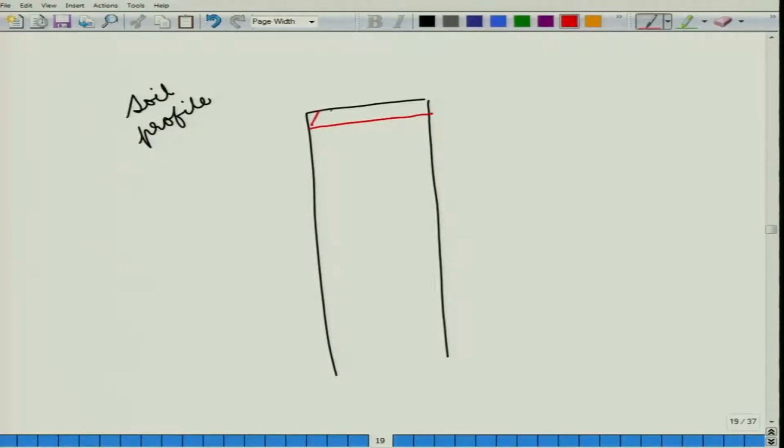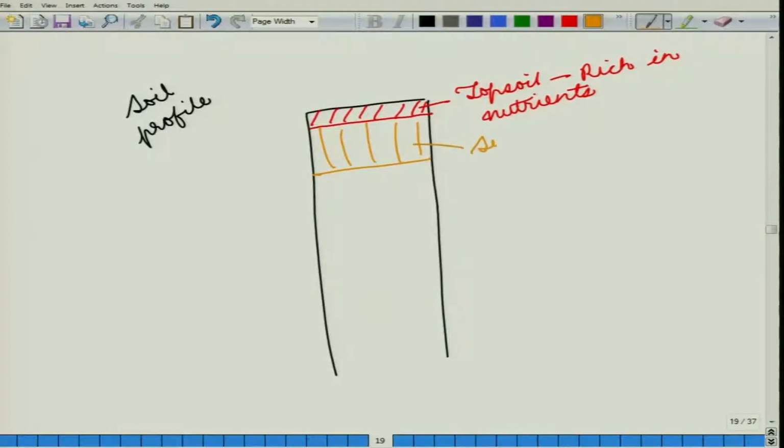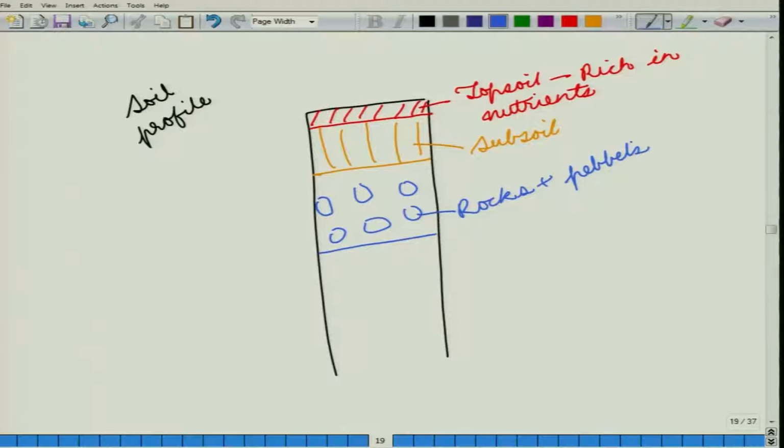So, it would consist of a topsoil that is rich in nutrients, followed by a subsoil that is poor in nutrients, followed by a layer where you have rocks and pebbles, followed by this big bedrock.